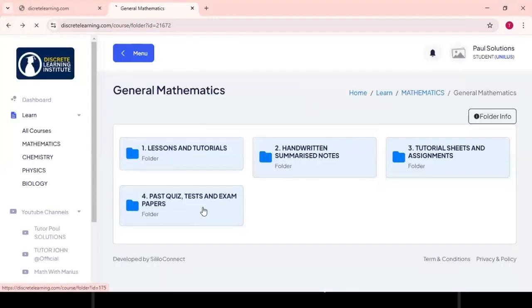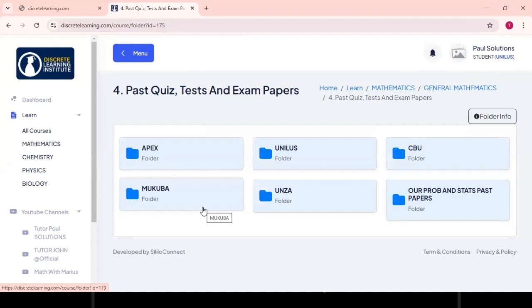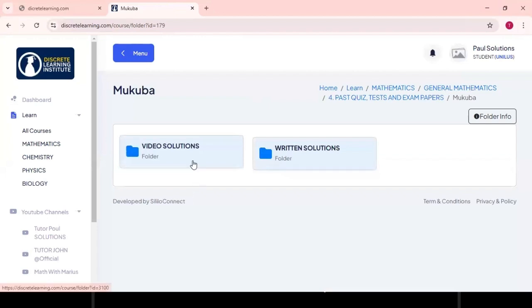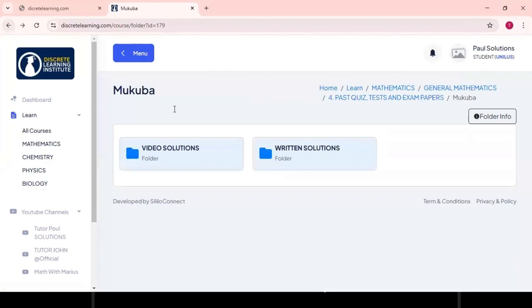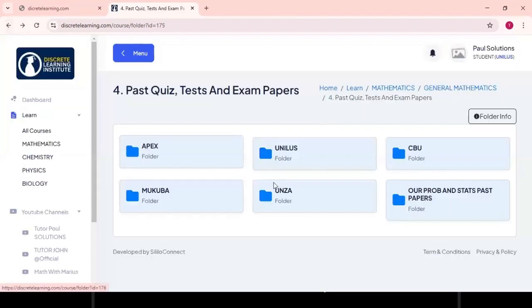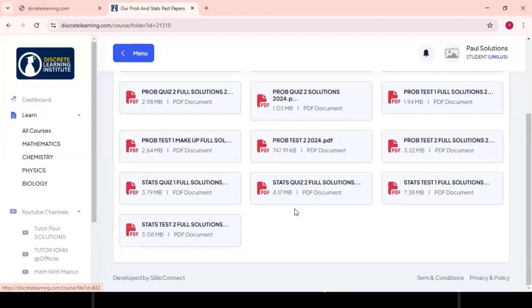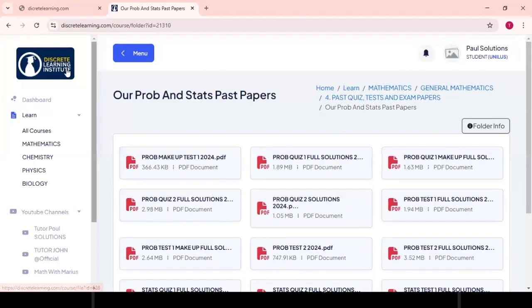And then when you go to the past quiz, test, and exam papers, you're going to find a similar setup to the tutorial sheet folder. So if you're from Apex, you go to Apex. If you're from Unilas, you go to Unilas. If you're from Mukuba, you go to Mukuba. So for example, if I go to Mukuba here, I'm going to find video solutions. You can see the video solutions for some revision of their test papers. And then you can even go in the written solutions there. You're also going to find the written solutions. Okay, and then here we have some past papers on probability and statistics.